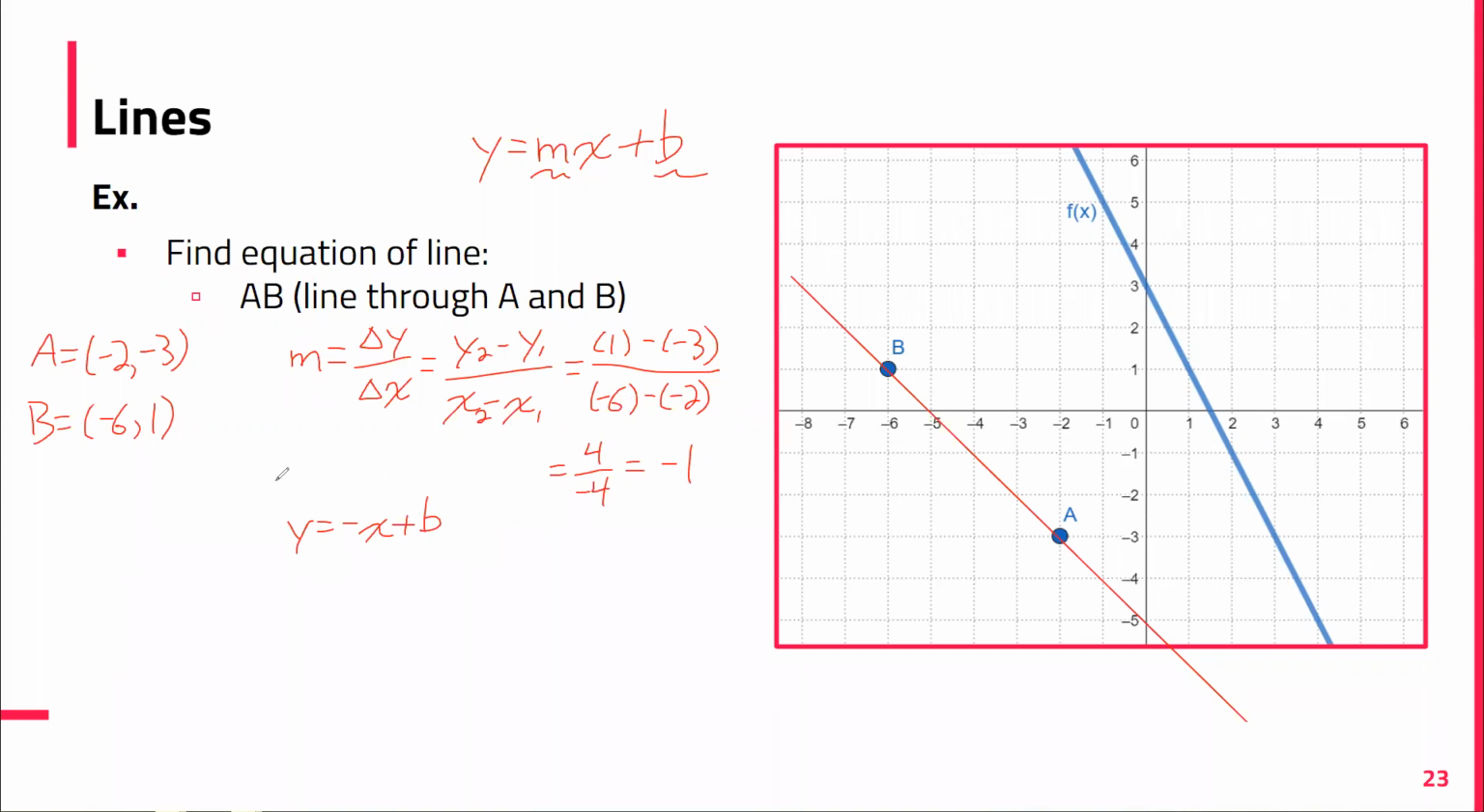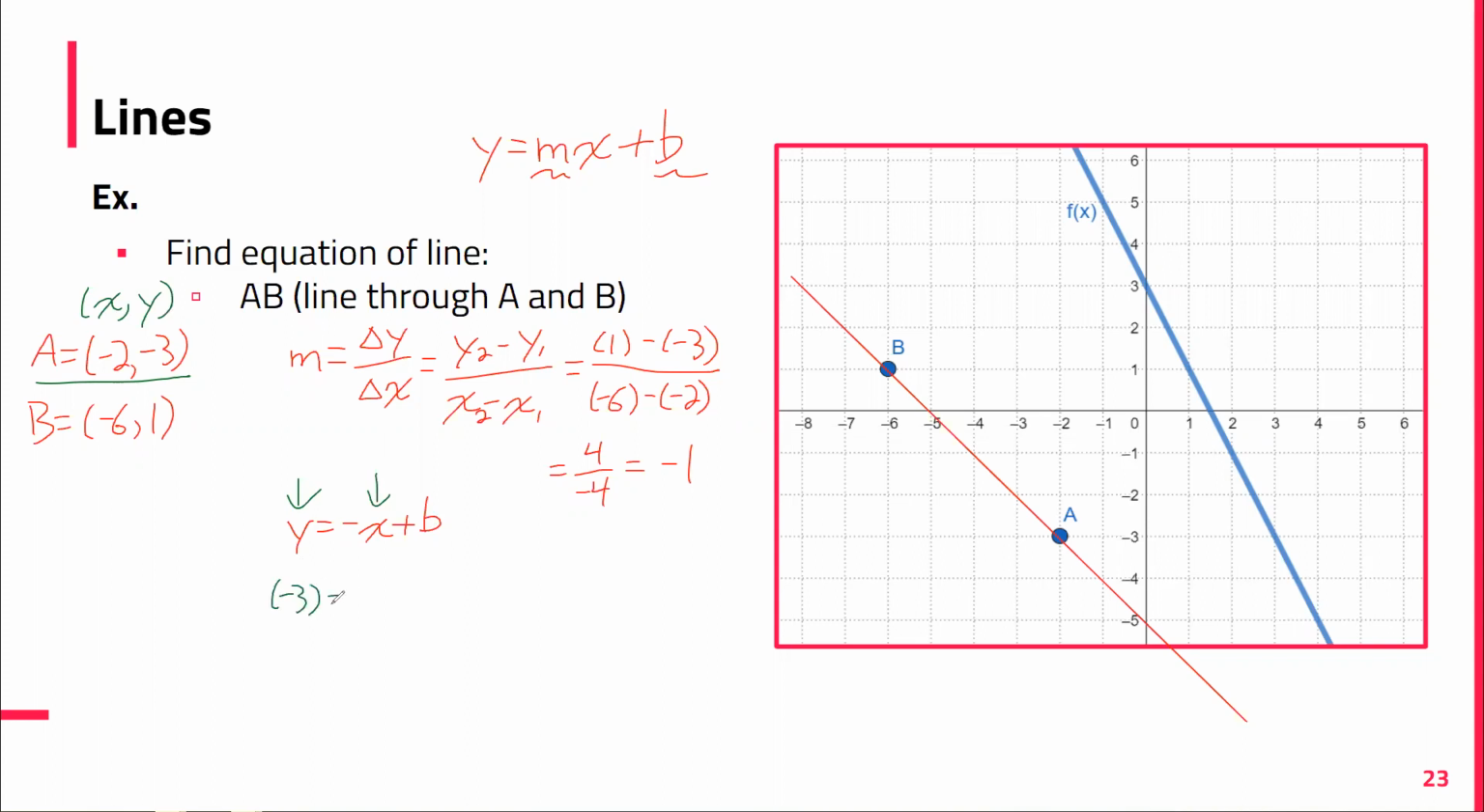Okay, so we'll take one of these points. Remember, these are coordinates, so it's an x, y pair, and there's the x, there's the y. We'll just substitute them into this equation, and then calculate what our b should be.